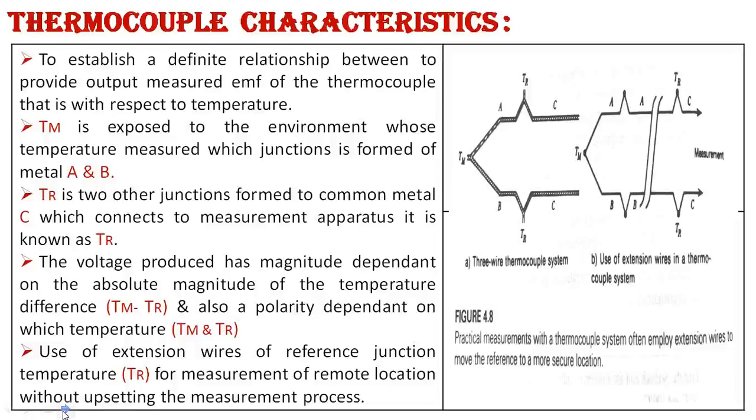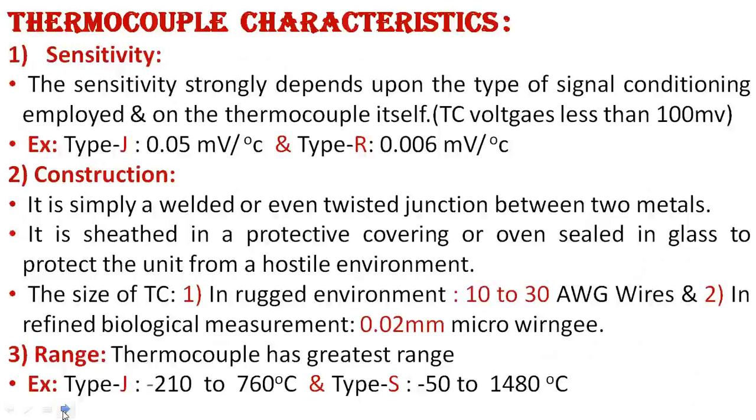Use the extension wire of reference junction temperature TR for measurement at a remote location without upsetting the measurement process. So the first diagram is the 3-wire thermocouple system, and when we use the extension wire, that is the B diagram of the thermocouple. Use of extension wire in a thermocouple system. Now the next concept is the thermocouple characteristics.